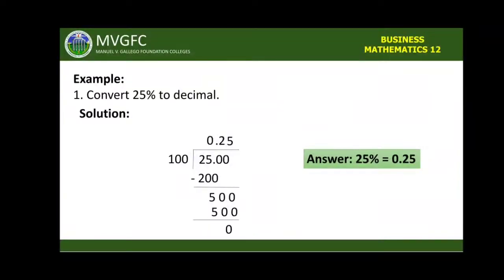25 by 100. So once again, 25 cannot be divided by 100, so we need to add a decimal point and 0. So it became 250. So 250 divided by 100 is equal to 2. Then 2 multiplied by 100, we have 200. So 250 minus 200, we have 50. Okay? So from 50, bring down 0. So we have here 500.